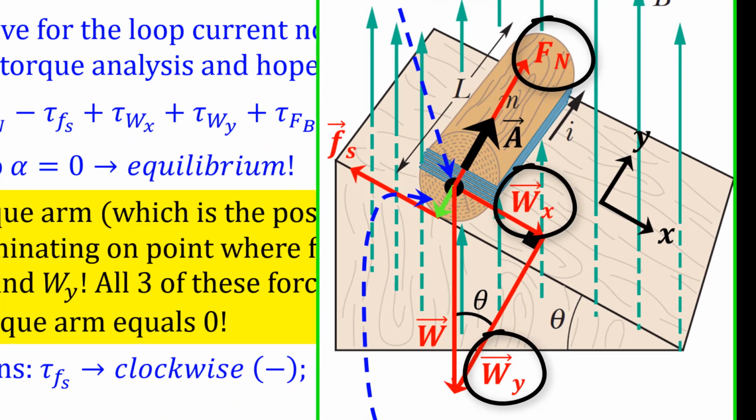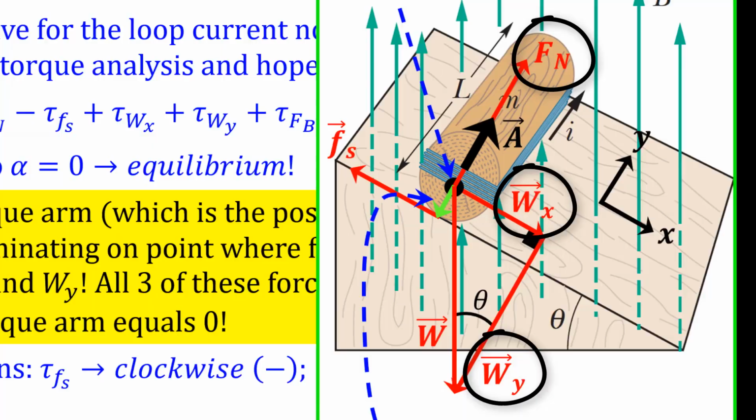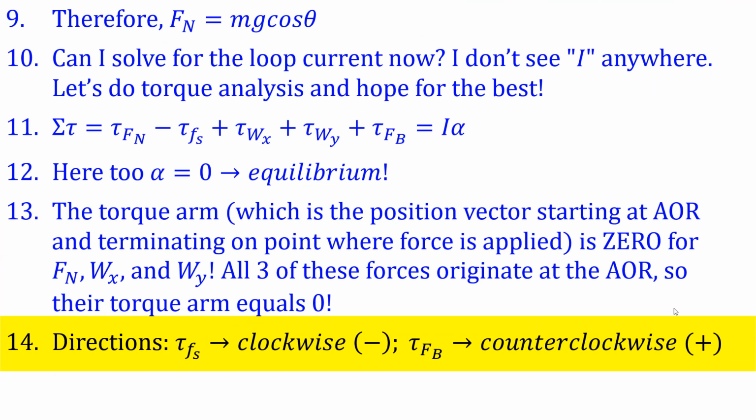Step 13, I can see how the normal force as well as the x and y components of the log's weight force all originate at the center of mass of the object, which by the way is the same point I'm using for my axis of rotation. So remembering what torque arm is, I can see that there are no torque contributions from the normal force or the x or y weight component forces. Step 14, I'm saying the static friction force produces a clockwise or negative torque, and the magnetic force is contributing a counterclockwise or positive torque.